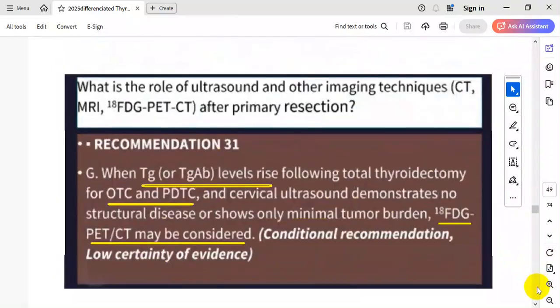And also here, what is the role of ultrasound and other imaging techniques after primary resection when thyroglobulin levels or thyroglobulin antibody levels rise following thyroidectomy for oncocytic thyroid carcinoma or poorly differentiated carcinoma, and cervical ultrasound demonstrates no structural disease or only minimal tumor burden? 18 FDG, fluorodeoxyglucose PET scan may be considered.